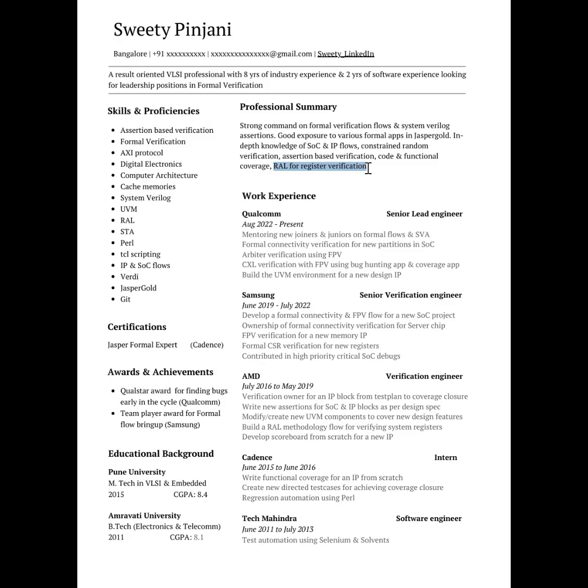And it will summarize all your professional journey with the help of these keywords. Next, on the left-hand side, the person has done the Jasper Formal Expert certification provided by Cadence. They have completed the certification. It's a useful certification for formal verification. That's why they have specified it.